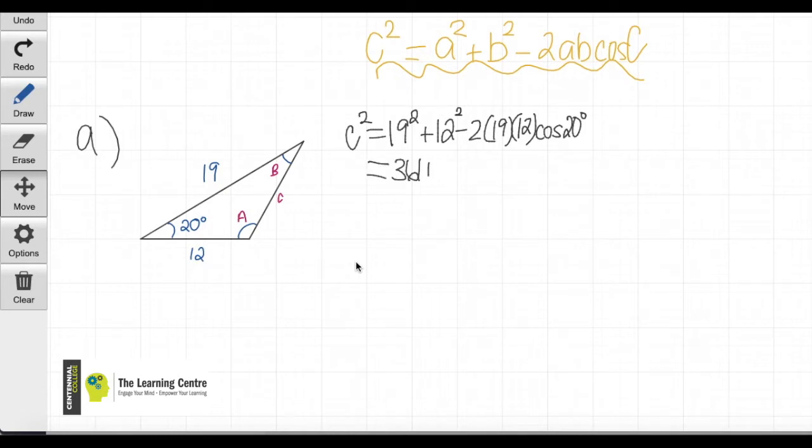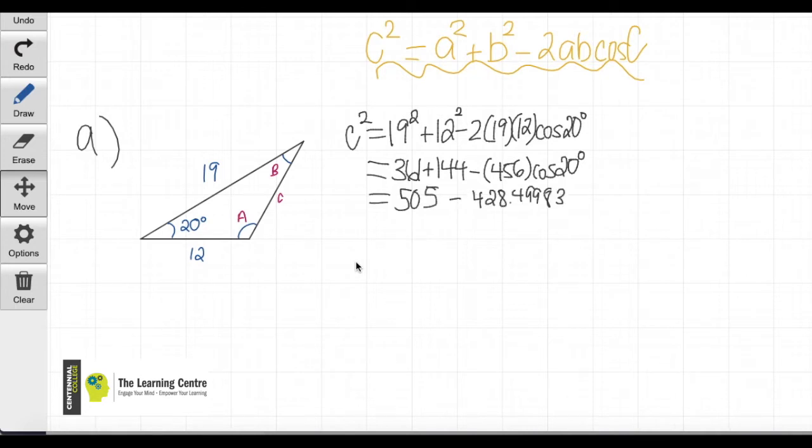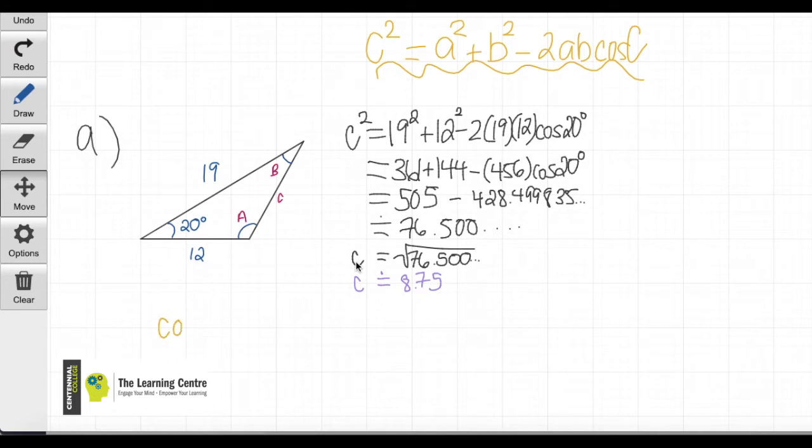So we substitute the values of 19, 12, and 20 degrees into the formula given, and we evaluate the formula to get that c squared is approximately 76.500. We take the positive square root, and we get that it is approximately 8.75. Remember to store this precise amount in your calculator, since this is an approximation.